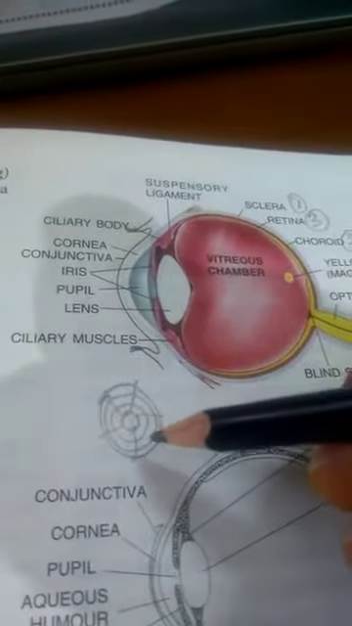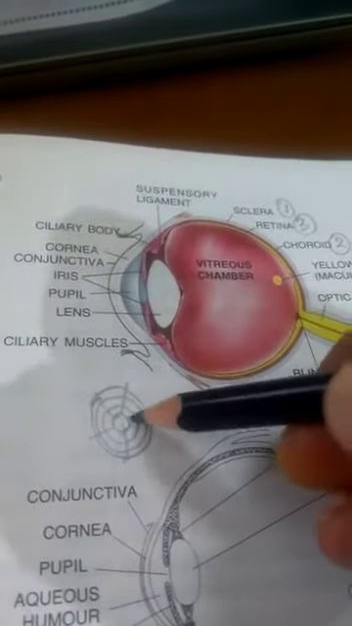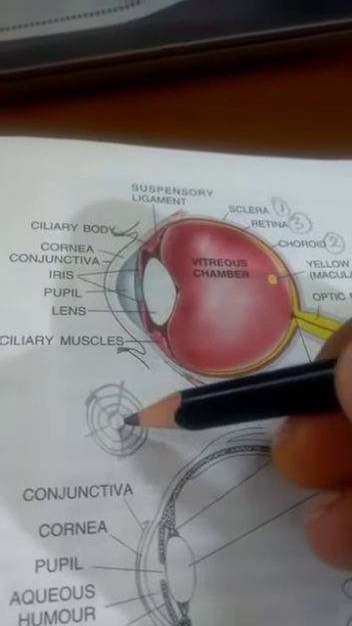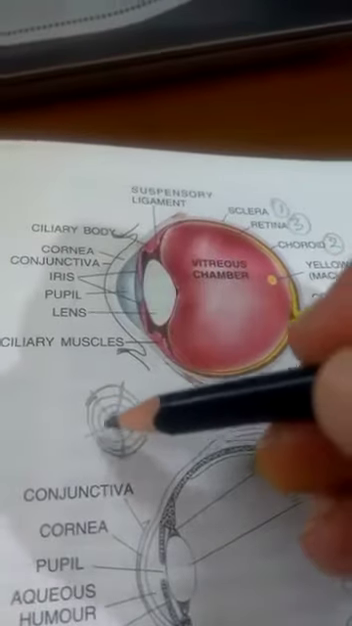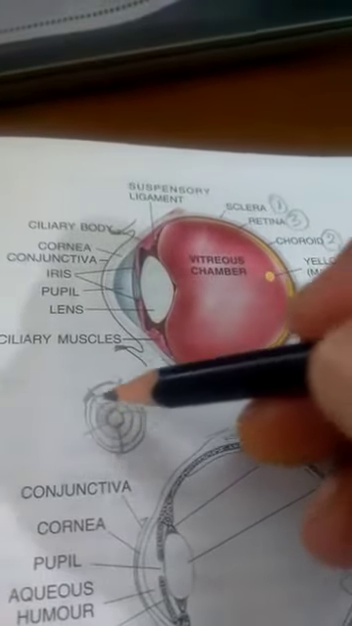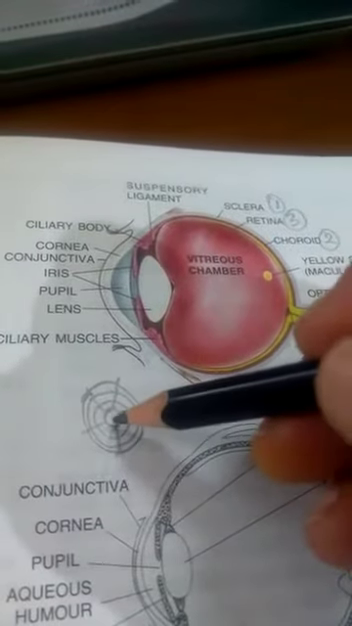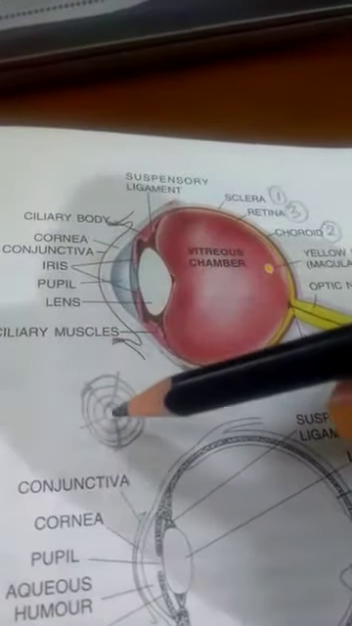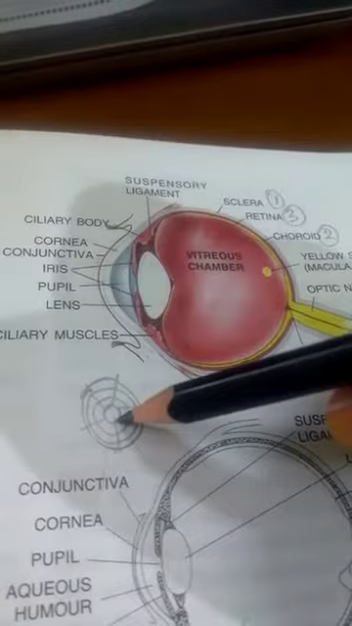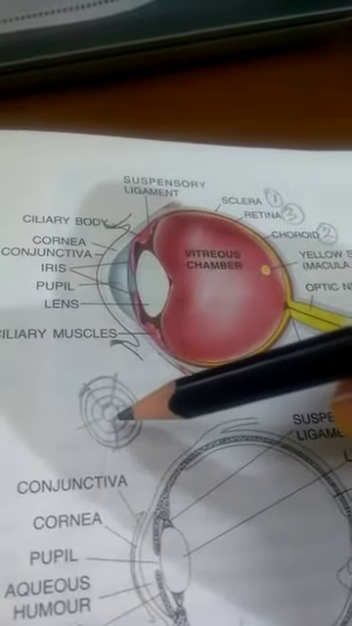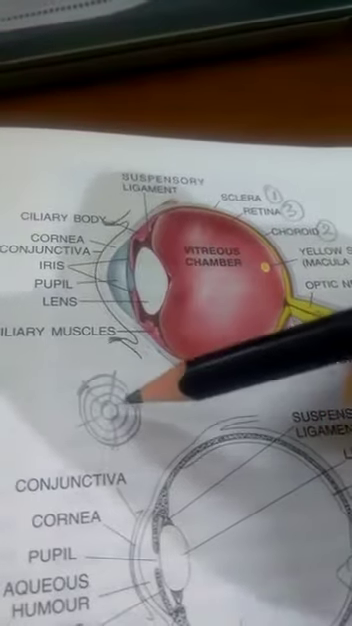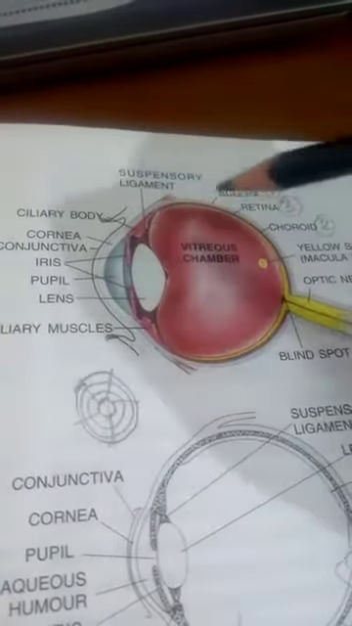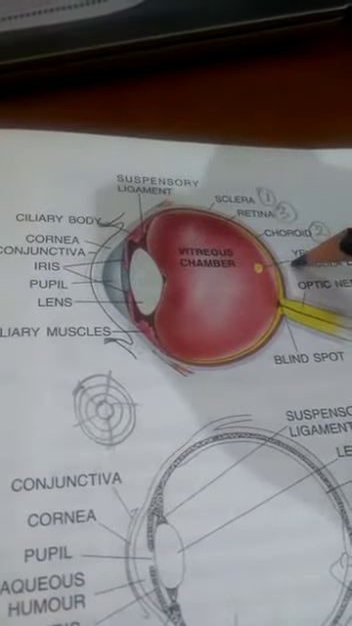Whenever we have to see in the dark, these radial muscles contract, so the size of the pupil increases, so that more and more light can enter inside the eye. And whenever we want to see in bright light, these circular muscles contract and the size of the pupil reduces. In this way the iris controls the size of the pupil. The pupil is an opening through which light enters your eye, and the iris and pupil are part of the choroid.